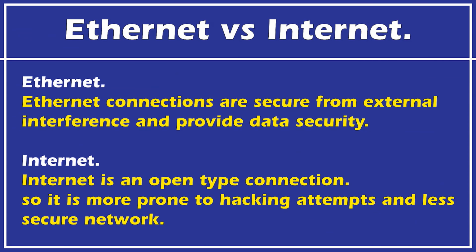Ethernet versus Internet. Ethernet. Ethernet connections are secure from external interference and provide data security. Internet is an open-type connection, so it is more prone to hacking attempts and is a less secure network.